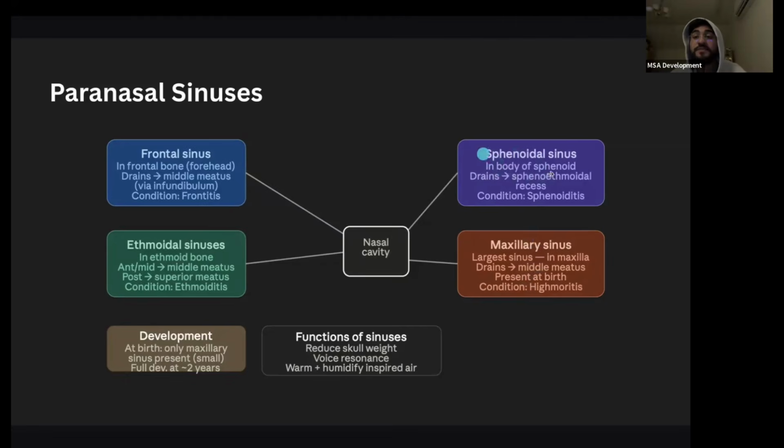Then you have the sphenoidal sinus, which is found within the body of the sphenoid and drains to the sphenoethmoidal recess. Now, these sinuses reduce the weight of the skull, help with voice resonance, and warm and humidify inspired air.